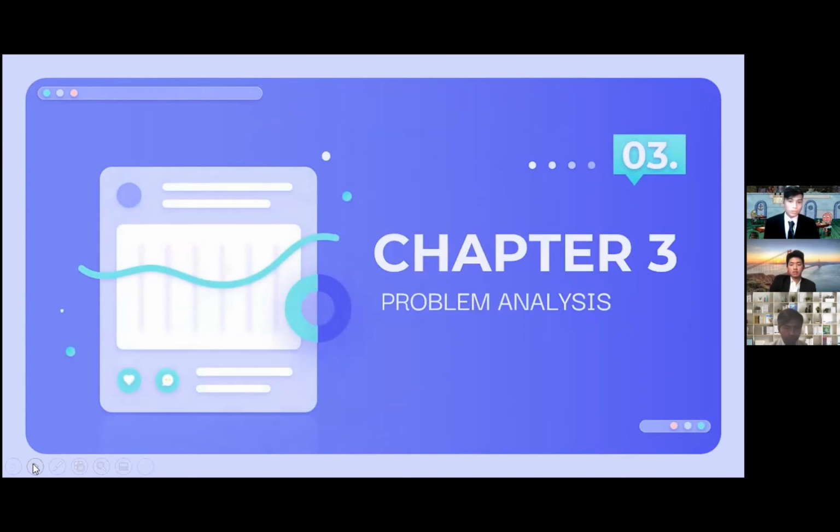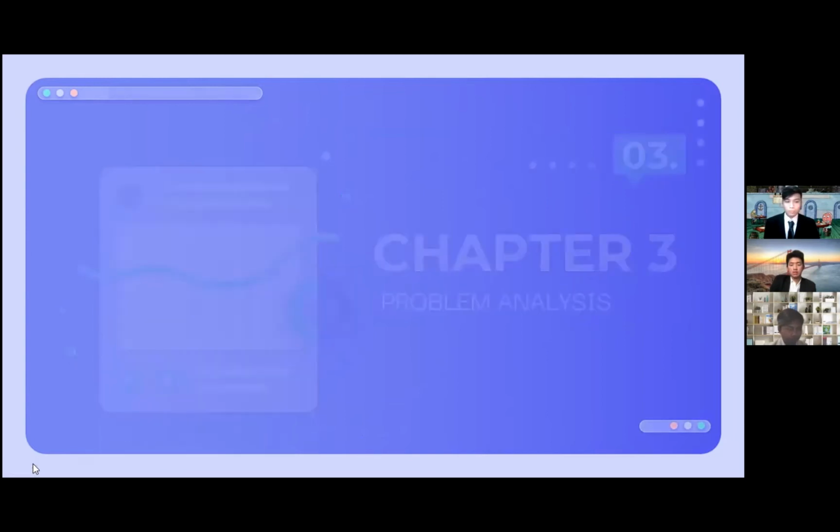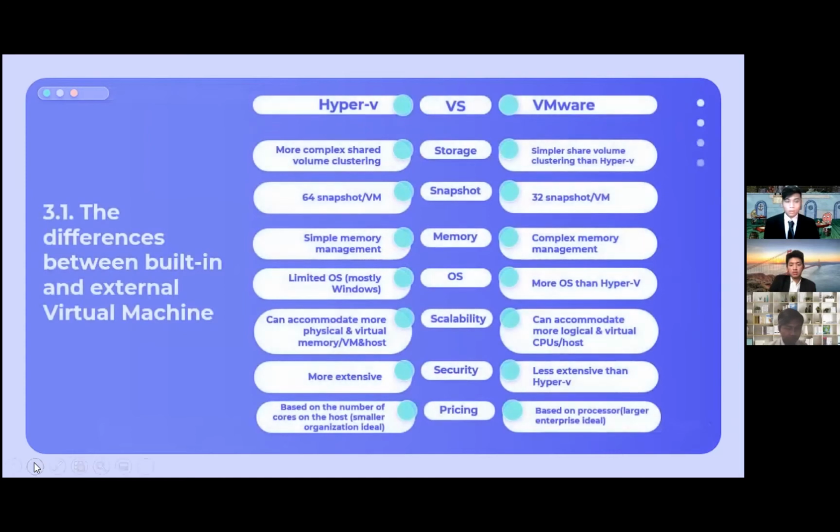And then chapter 3 is problem analysis. So we're going to talk about the differences between built-in and external virtual machines. We take the example of Hyper-V for the built-in virtual machine and VMware for the external virtual machine. If we compare the differences in storage, Hyper-V has more complex shared volume clustering, and VMware has simpler shared volume clustering than Hyper-V.